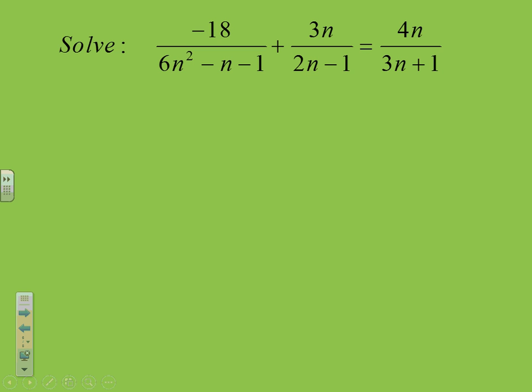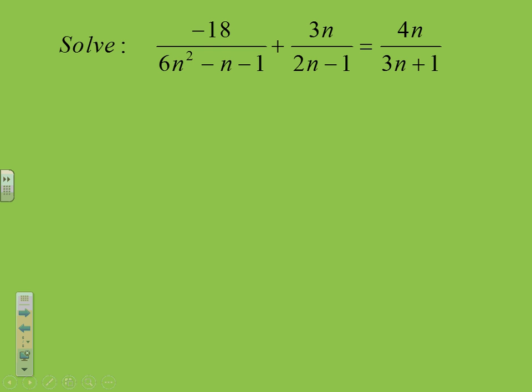And in order to identify what the lowest common denominator is, I must factor that. Now, the nice thing is, problems like this are almost always set up so that we don't really have to think about what the factors are. They usually give us the factors of the quadratic in the other terms. So the 2n minus 1 and the 3n plus 1 are factors of the 6n squared minus n minus 1. If we multiplied those two together, that's what we would get.